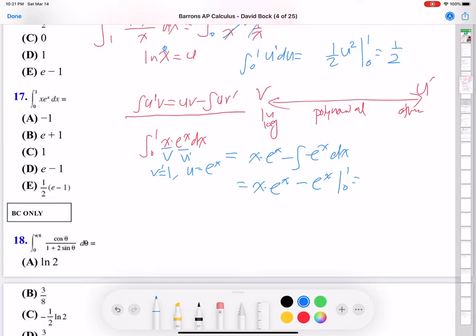Plug in top number, 1 times e minus e. And then plug in 0 for x, 0 minus e to the 0. So e minus e is 0, right? And then e to the 0 power is 1, so negative 1, which is positive 1. That means C is the answer.